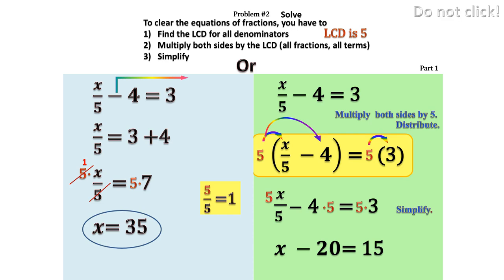Step number 2, where you see yellow highlighting. It's not necessary to do this if you remember one simple thing, that you have to multiply all terms, all fractions, on both sides by the least common denominator. Then you can skip this yellow piece.